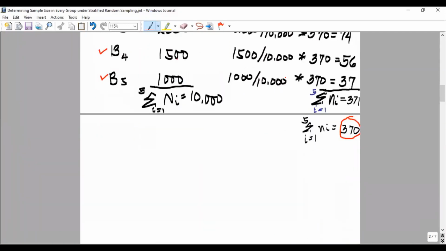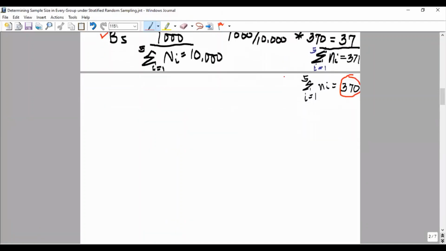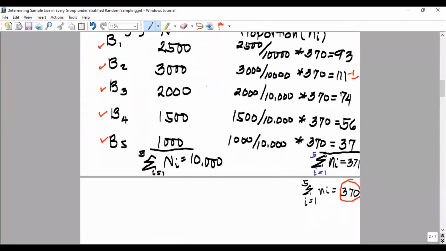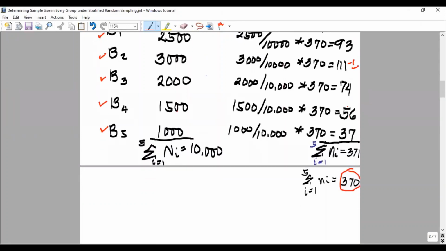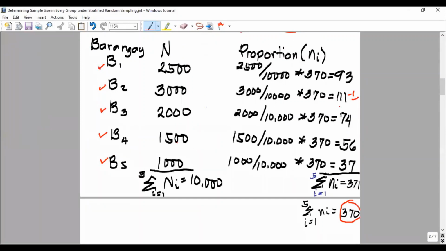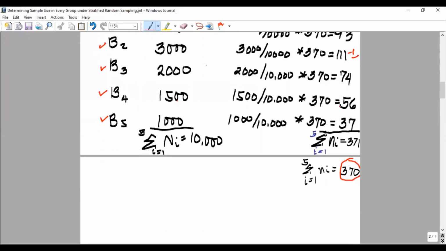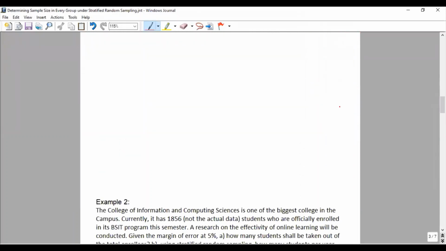So we already solved our problem here. So we just remove one point, or one resident from B2 because it has the largest sample size. Okay? So again, we divide proportionally our sample size based on the population size of each barangay and according to the total population size.